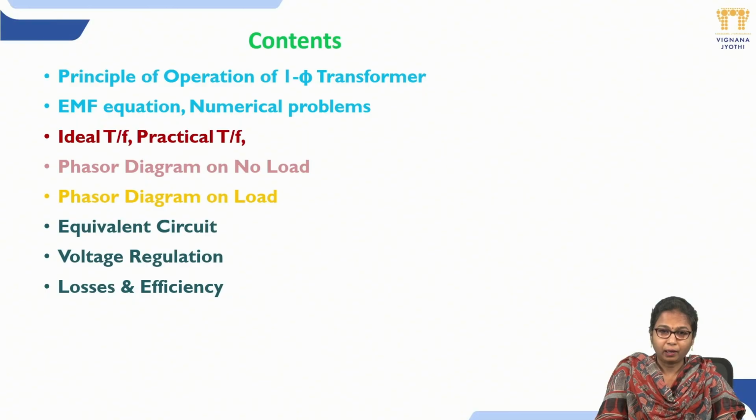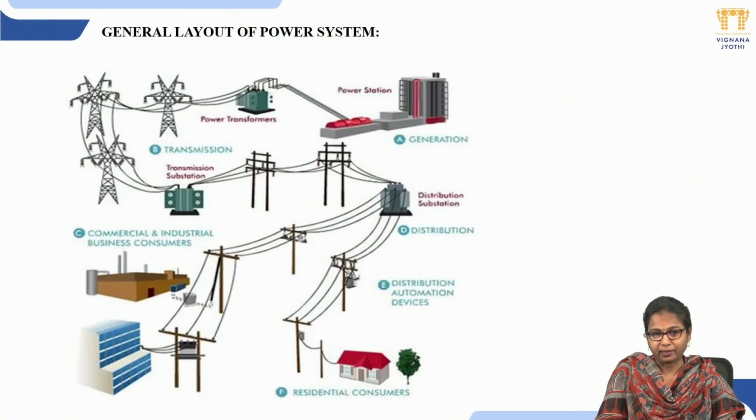We have to see how a phasor diagram has to be drawn for different loadings, and initially it has to begin from no load. Then we have to see the equivalent circuit of a transformer and voltage regulation, and finally efficiency. Ultimately, efficiency plays a very vital role in any of these things.